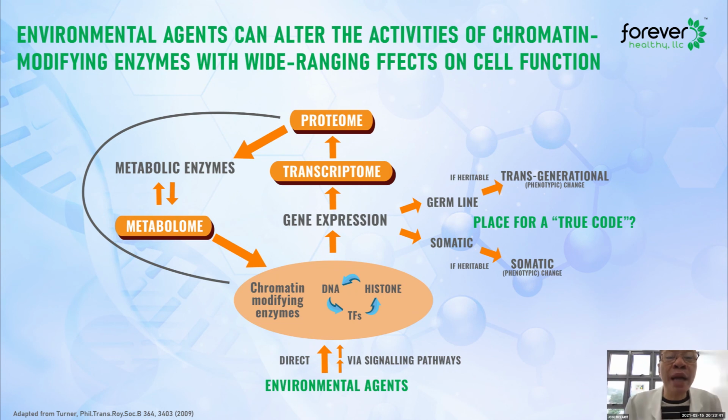So this is one example of experimental agents that can alter the activities of chromatin modifying enzymes with wide-ranging effects on cell functions. So now you can see here chromatin modifying enzymes. The chromatin modifying enzymes come from what you call environmental agents. So this is what you call the epigenetic medicine. Your supplementation is environmental agents.